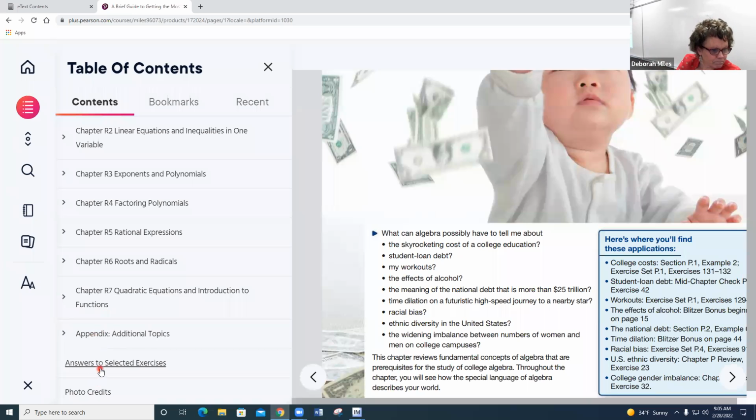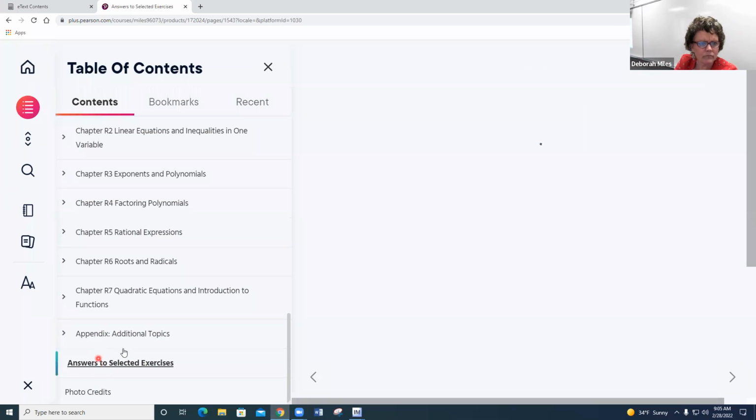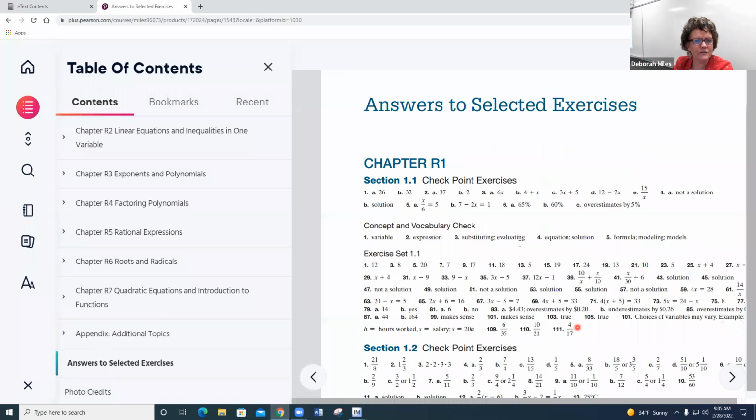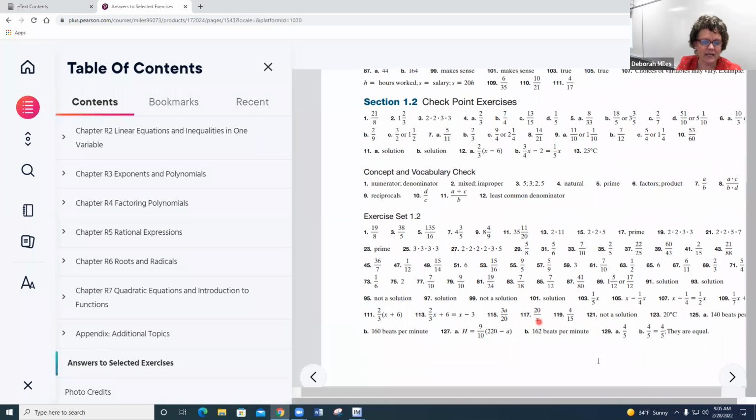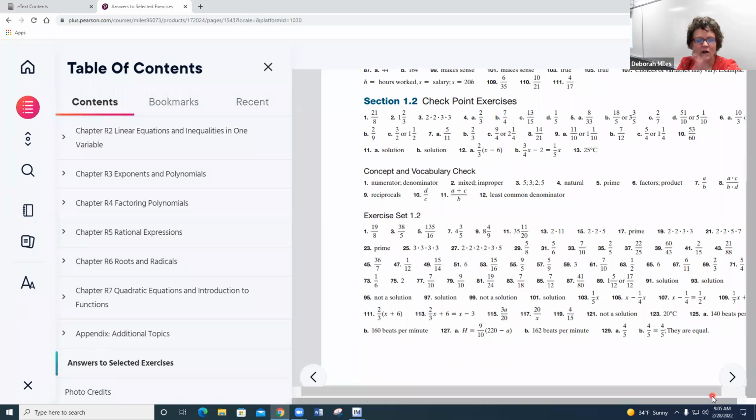But the answers to the checkpoint exercises are the first thing that's in each section. So if you're reading through examples in the book and you're doing the checkpoint exercises after each example, here are all the answers to the checkpoints. And then a few pages over, you'll see all the answers to the review and all the answers to the test.